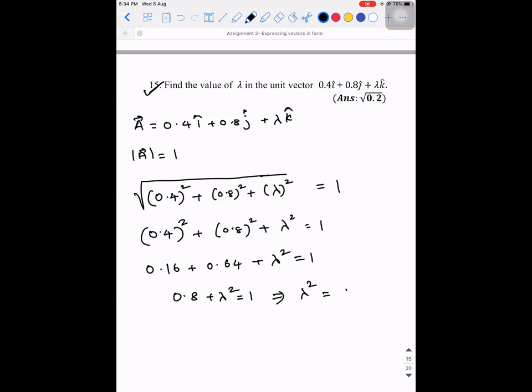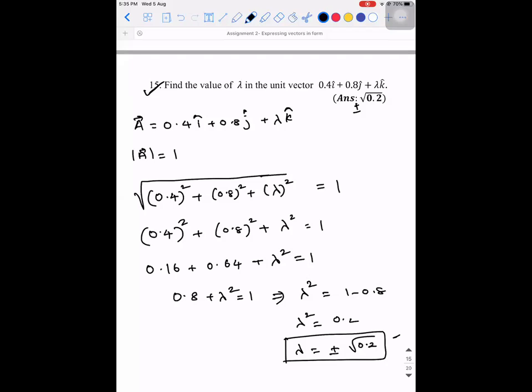Lambda square is equal to 1 minus 0.8. So lambda can be plus or minus root of 0.2. The answer is given as root 0.2. It can either be plus or a minus. It doesn't make any difference. Is this clear?